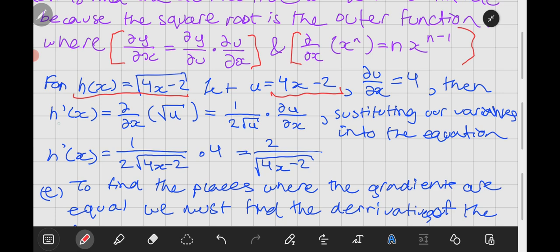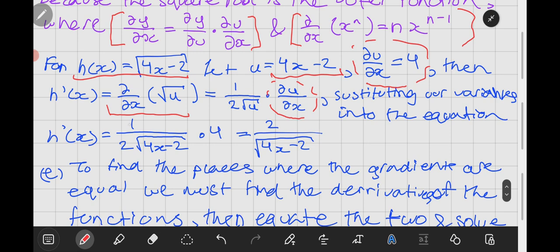Anyhow, moving on, taking the derivative of our newfound function, square root u, we then get 1 over 2 root u times du dx, okay, which we've solved and we know is simply 4. So we substitute our variables back into the equation so that we get 1 over 2 square root of 4x minus 2 times 4, so that our final function becomes 2 over the square root of 4x minus 2.